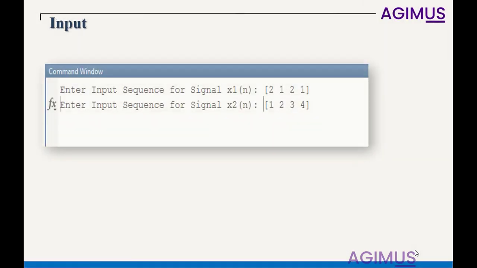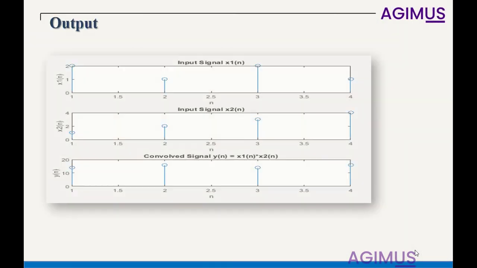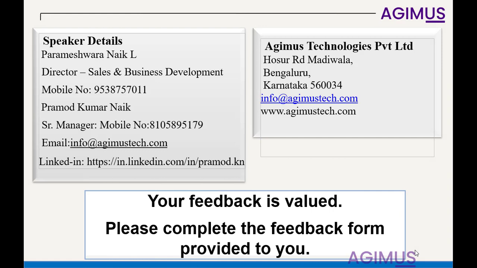The same input sequences that we assumed for x1 and x2 are fed as the input of the two signals x1 and x2 in your program, and we can see that the results obtained would be as follows. Okay, so that's it from my side.